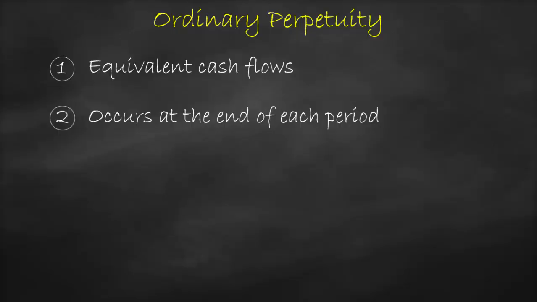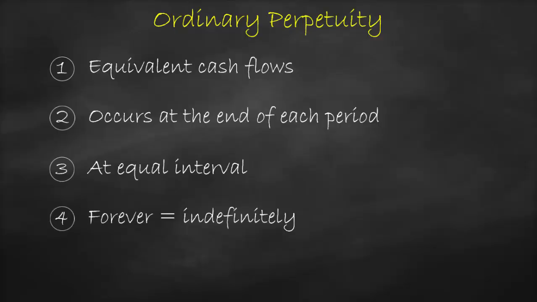So we receive it, for example, at the end of each year, or at the end of each quarter, or at the end of each month. Third characteristic is it happens at equal interval, for example, every year, or every quarter, or every month. The fourth characteristic is this cash flow will happen every period forever, which means indefinitely.